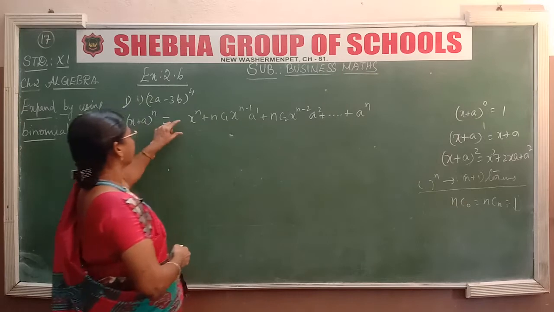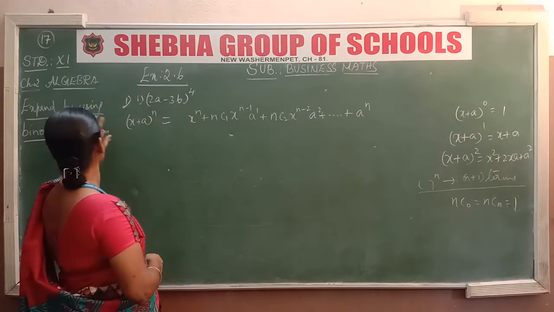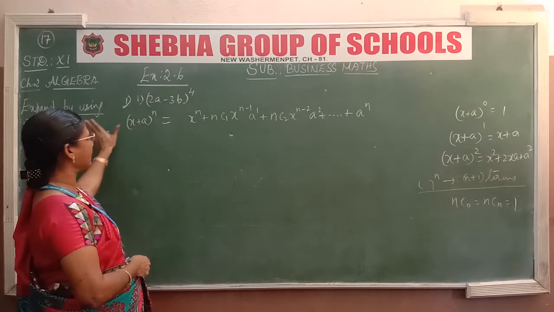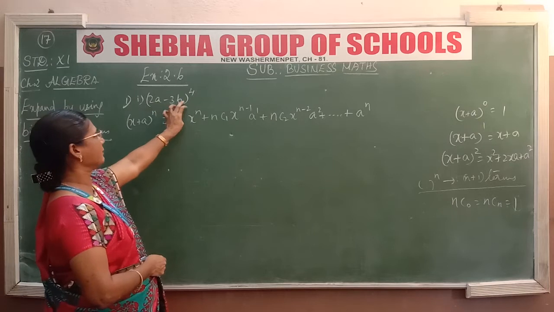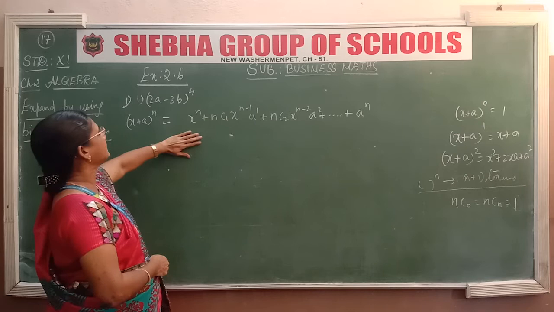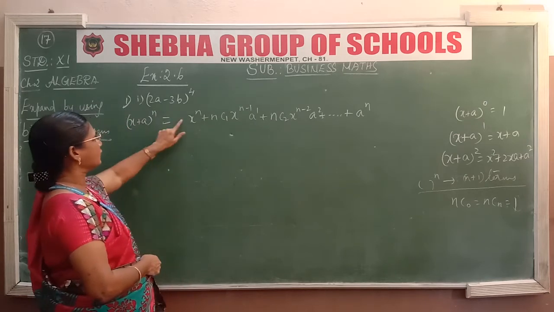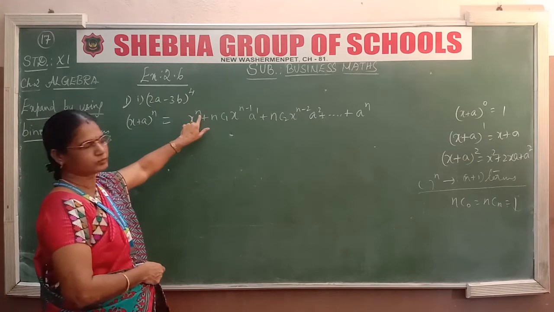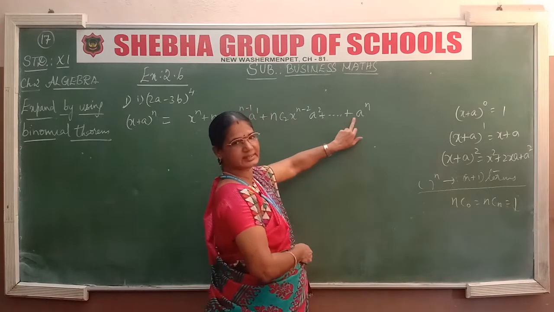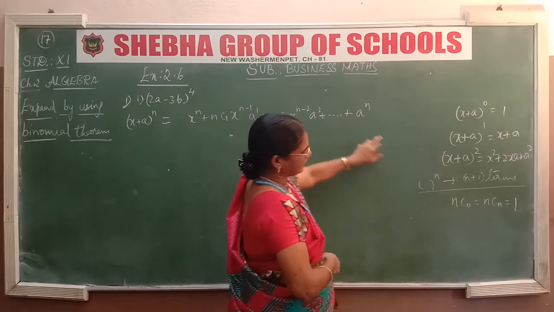So the first step, listen, exercise 2.6, first one: expand by using binomial theorem. First sum is (2a minus 3b) whole power 4. First write the binomial theorem formula. In this formula, nc0, first step is what? nc0 x power n a power 0. So nc0 is 1, and in the last term ncn we are having, here also ncn is 1.